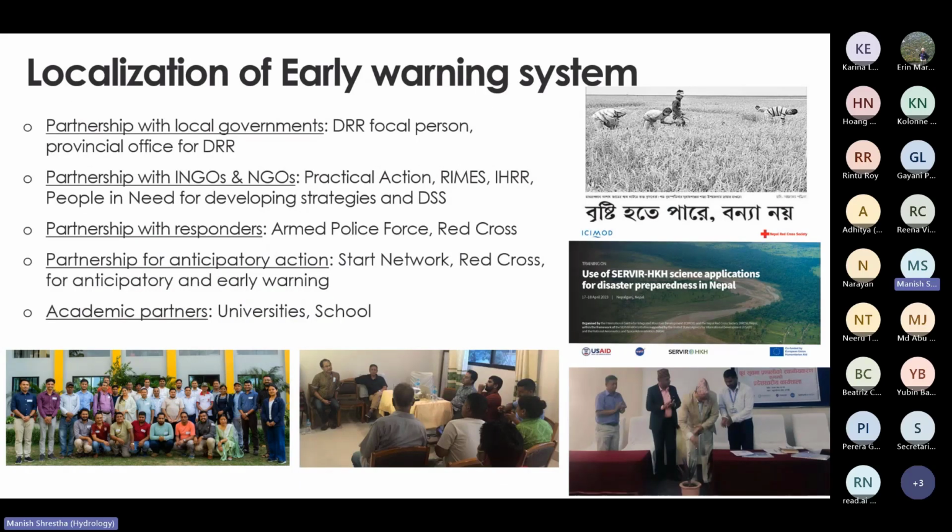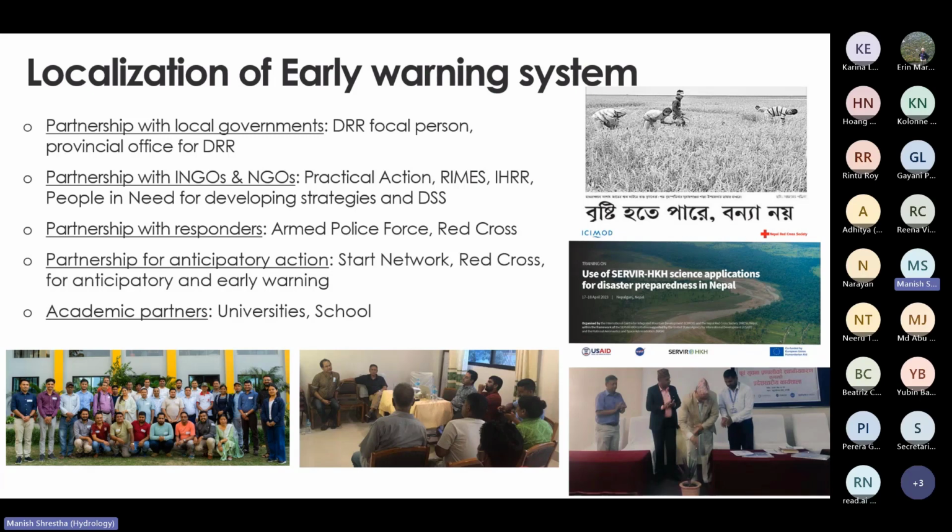And in addition to working with national government, we also work with local partners. For example, in Nepal, we work with the DRR focal person for different municipalities in the western part of Nepal. We have provided him several trainings on how to use this and interpret the results. We also partner with INGOs and NGOs. Here are some of the examples mentioned.